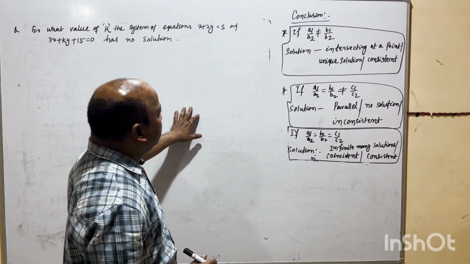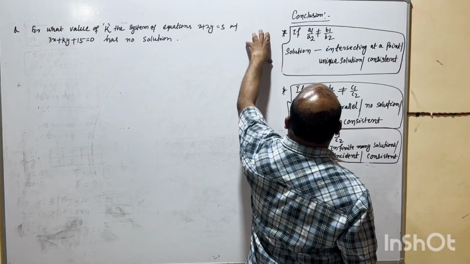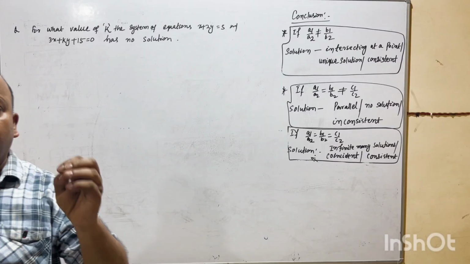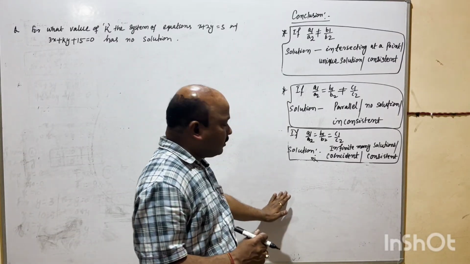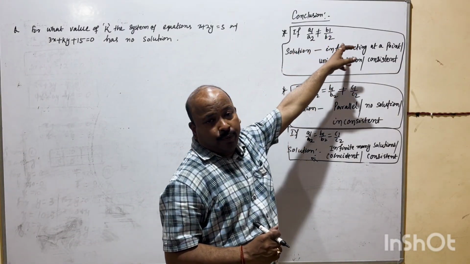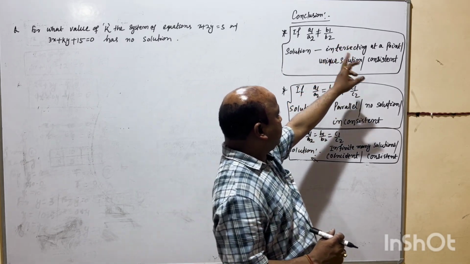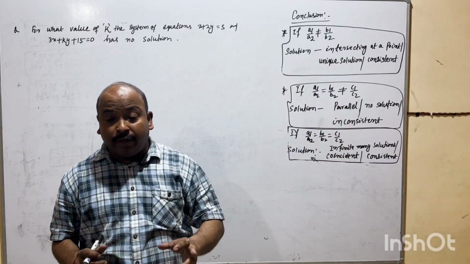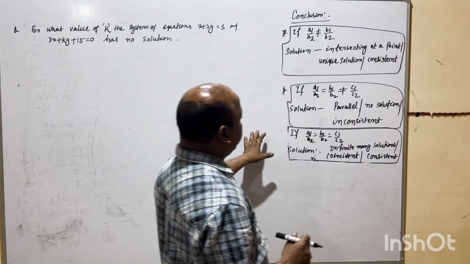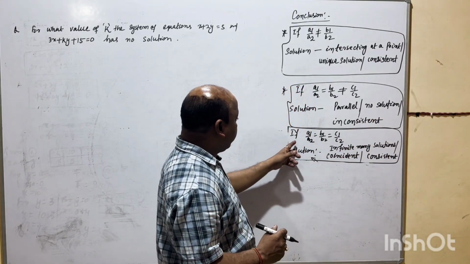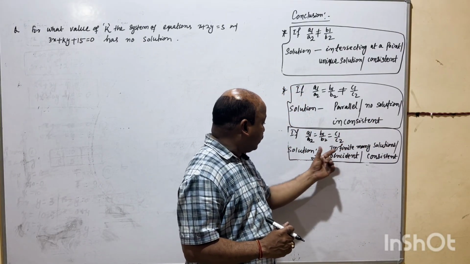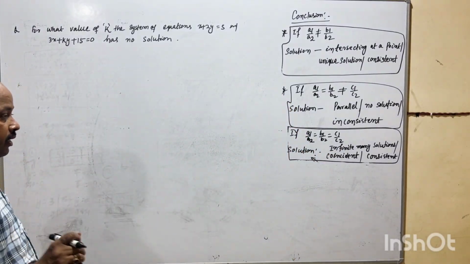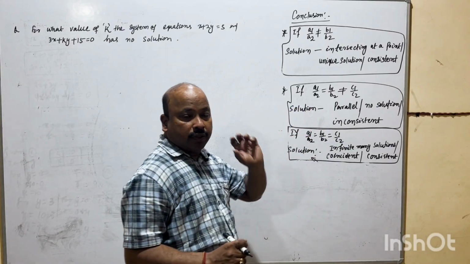Dear students, I already proved the conditions. What are the conditions to get the solution of a pair of linear equations in two variables? If a1 by a2 is not equal to b1 by b2, the solution is intersecting at a point: unique solution, consistent. If a1 by a2 is equal to b1 by b2 but not equal to c1 by c2, the lines are parallel: no solution, inconsistent. If a1 by a2 is equal to b1 by b2 is equal to c1 by c2, there are infinitely many solutions, coincident, consistent, because they are equivalent pairs of linear equations.